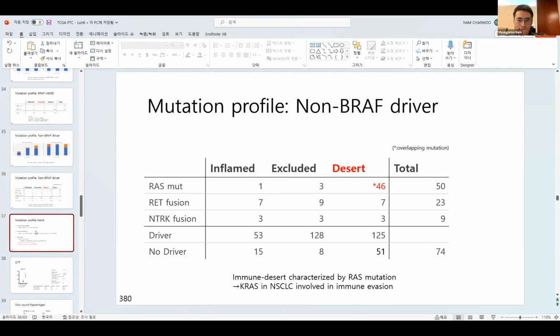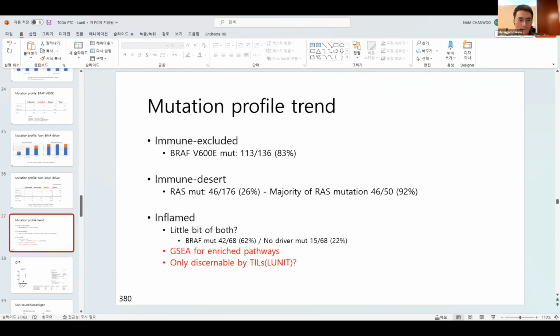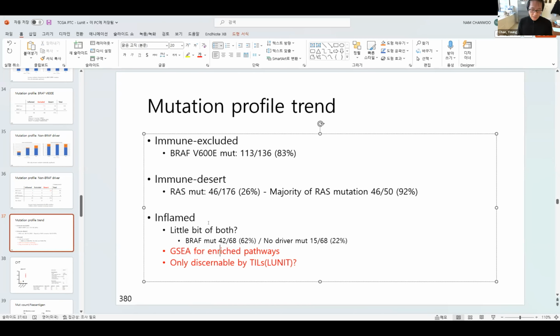So next, this is the one that I mentioned before, the same thing. This is why I think GSEA will be needed, because inflamed doesn't have distinct signals. Maybe it's only discernible by TILs. We're not sure. We have to look into this and see. Right.